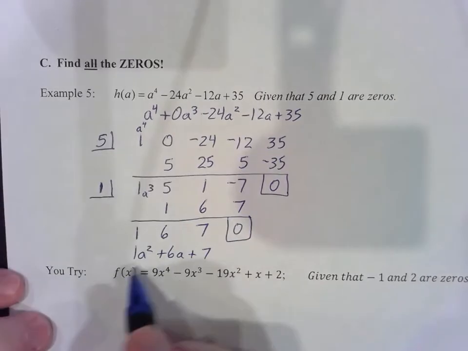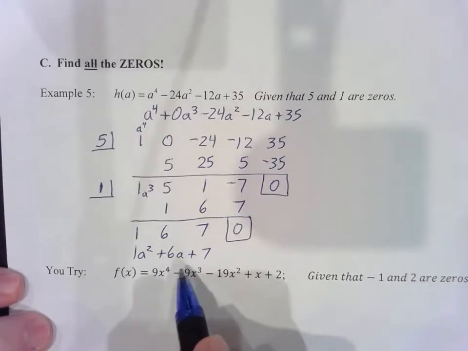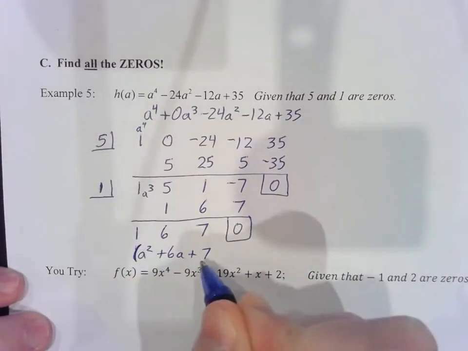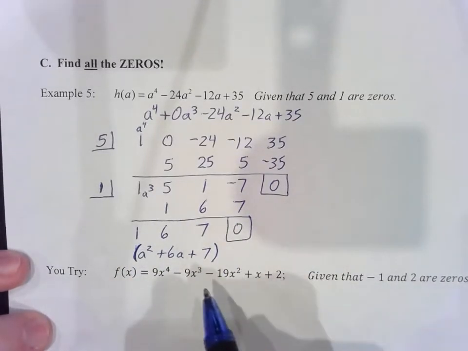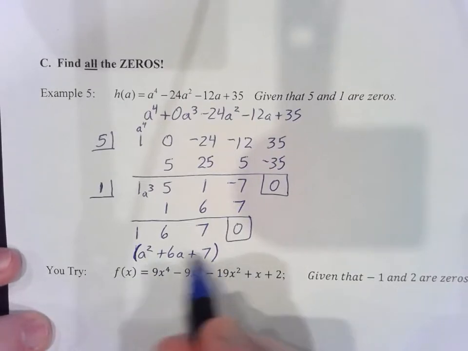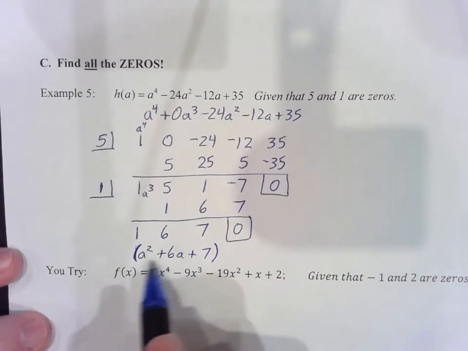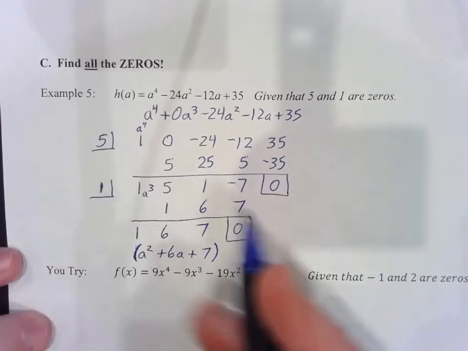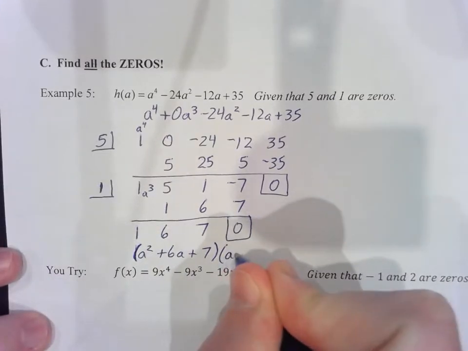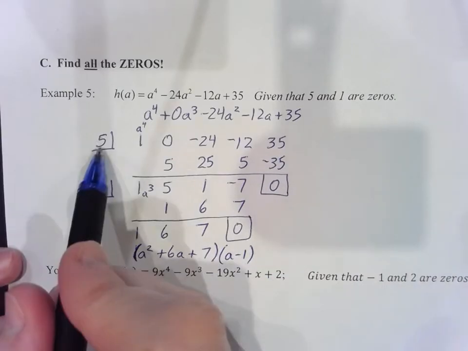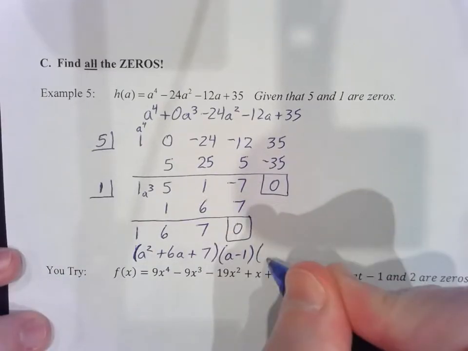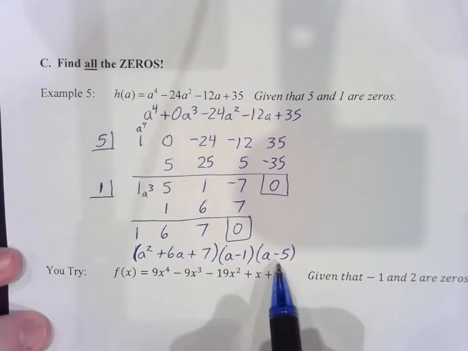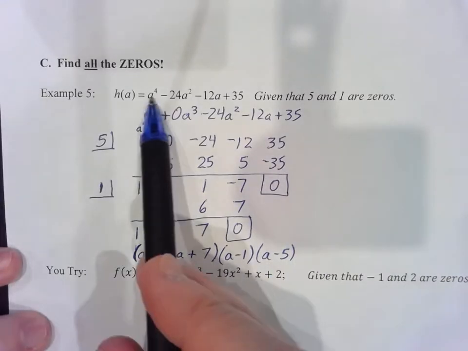Before we do that, I just wanted to show the factored form that we have so far. We just saw that a squared plus 6a plus 7 is one of the factors. And that was multiplied by a minus 1, that was another factor, and a minus 5. And so if you multiply these three factors together, it will give you the original polynomial.